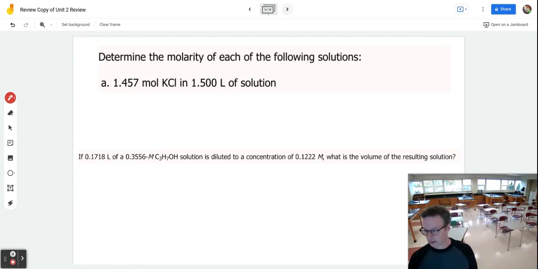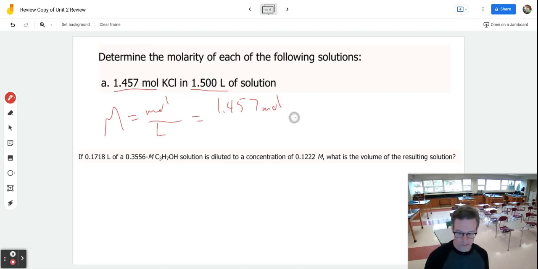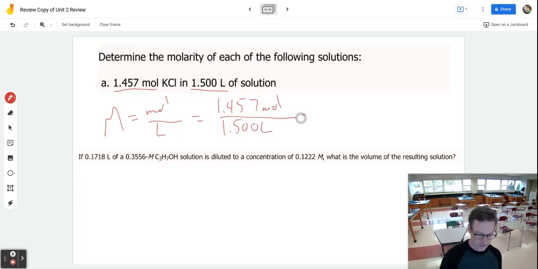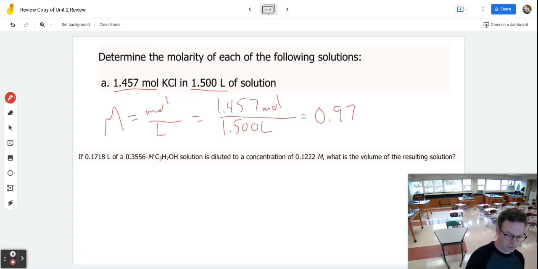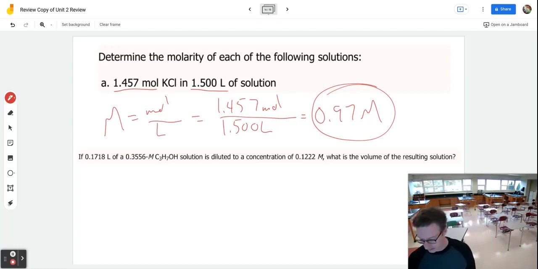Molarity, again, here we have moles and liters. So since molarity equals moles per liter, I've got the two numbers to plug in, 1.457 moles, 1.500 liters. I just have to do the math here, and I get 0.97 molar solution. I just did 1.457 divided by 1.5.